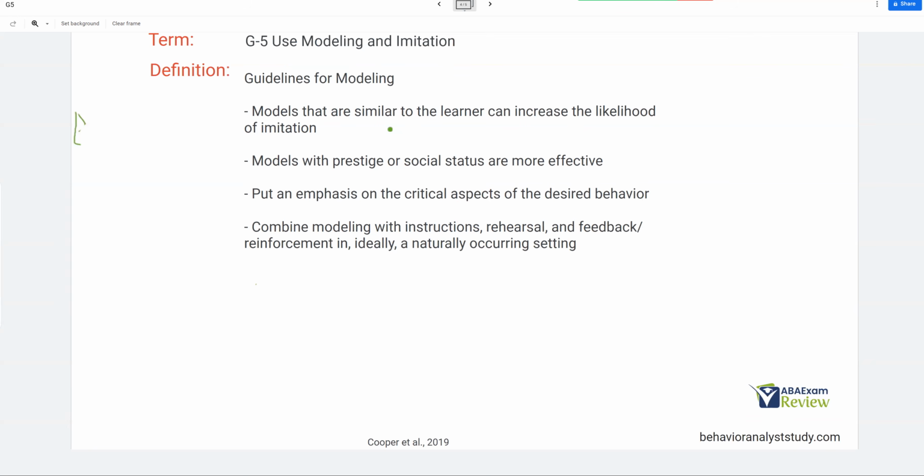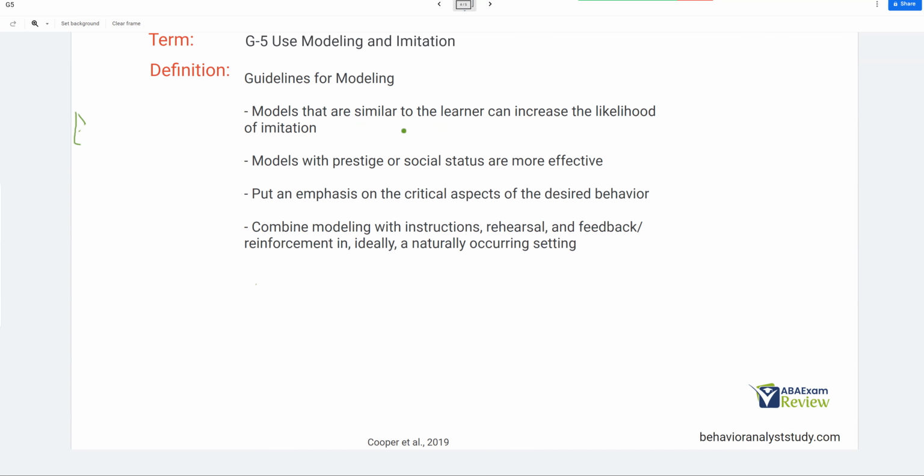And then guidelines for modeling. What makes a model? How do we model? What's important in modeling, I should say. Models that are similar to the learner can increase the likelihood of imitation. Think about a high schooler, okay? A lot of times the last thing a high schooler wants to do is imitate an adult, okay? At that point, high schoolers know it all. They're going to do what their friends do, okay? Tale as old as time.